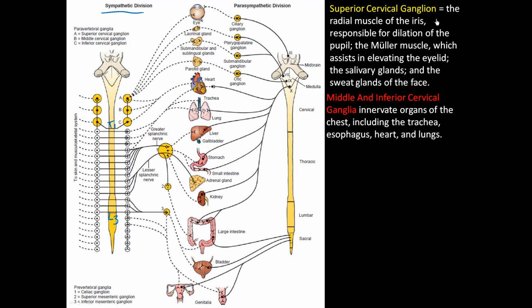So the superior cervical ganglion gives rise to the radial muscle of the iris, responsible for dilatation of the pupil. It also innervates the Mueller muscle, which assists in elevating the eyelid, and it innervates the salivary glands and the sweat glands on the face. So that is all the superior cervical ganglion, this one right here. And so these postganglionic neurons come in and innervate the eye, lacrimal gland, submandibular gland, sublingual glands, and parotid gland. And like I said in the last video, acetylcholine is the neurotransmitter, and the receptor is nicotinic.